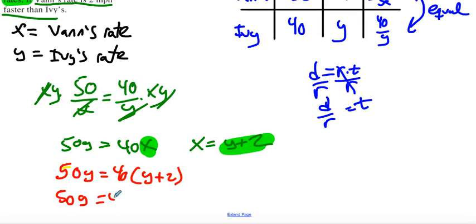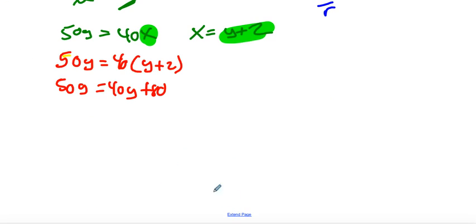50y is equal to 40y plus 80. Again, 40 times y is 40y, and 40 times 2 is 80. Subtract 40y, and I get 10y is equal to 80. I divide both sides by 10, and I get y equals 8. And it's 8 what? It's 8 miles per hour.